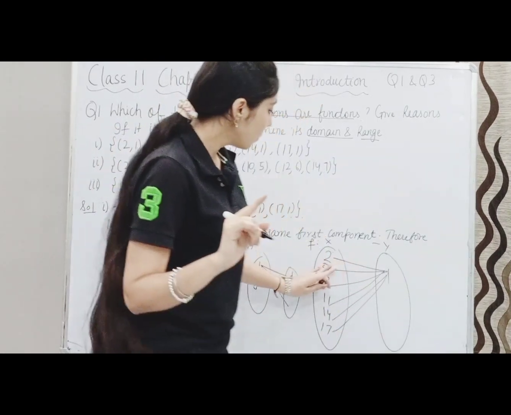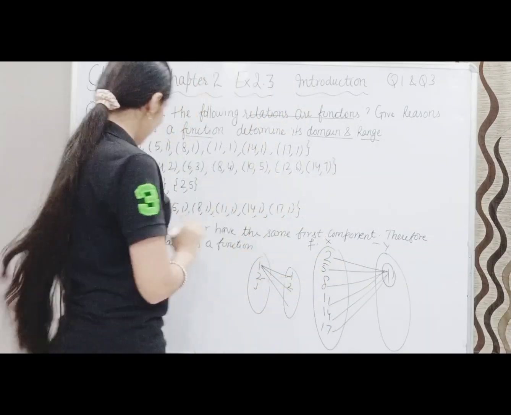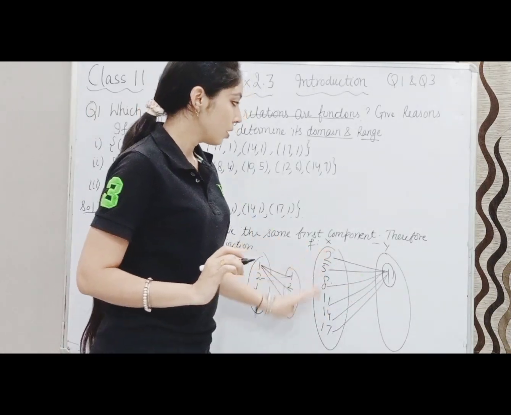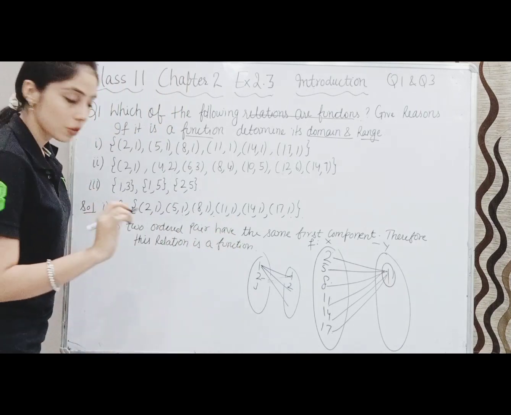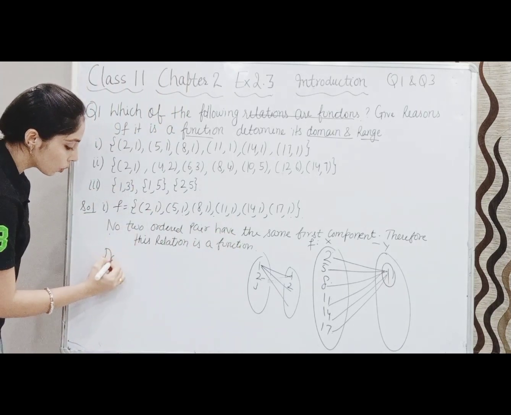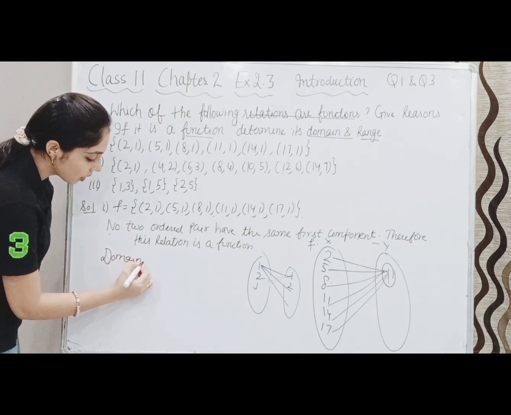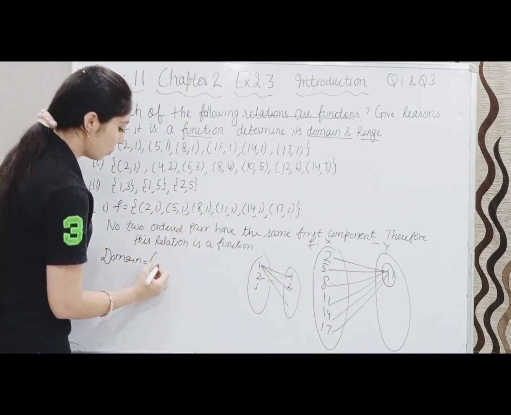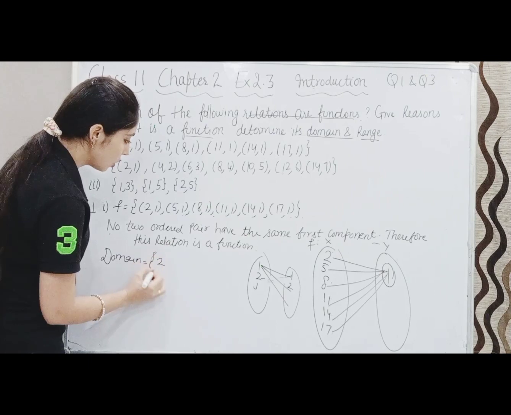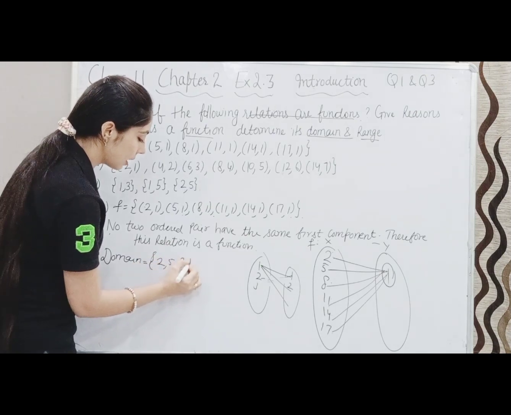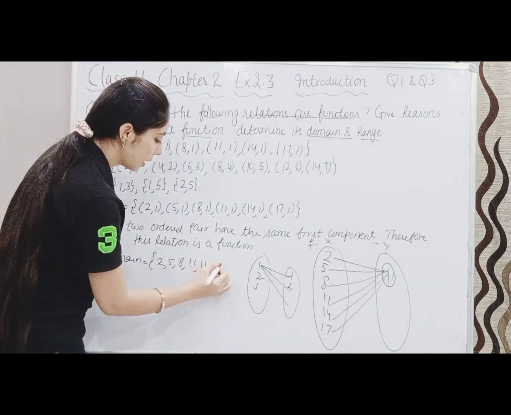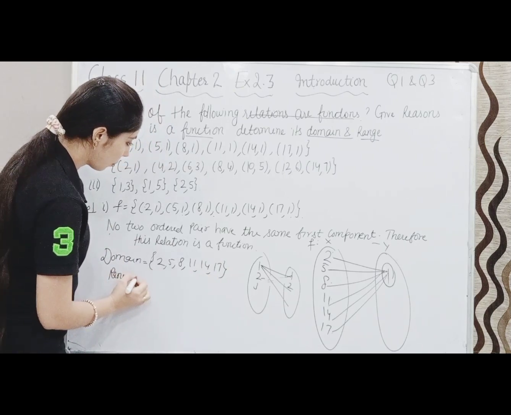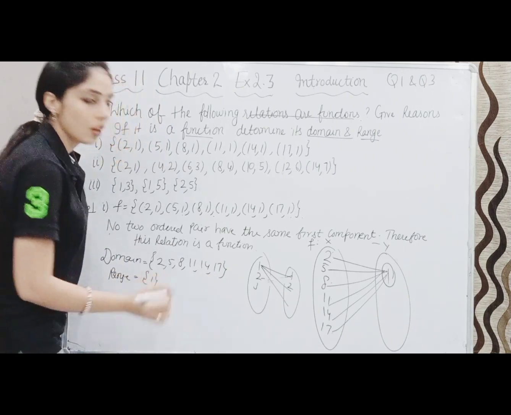So we can easily observe that no two ordered pairs have the same first component. So this is a function. Now we have to find the domain. What will be the domain? Domain is this set, the first components of this. This will be 2, 5, 8, 11, 14 and 17. And what will be the range? Range will be only 1.